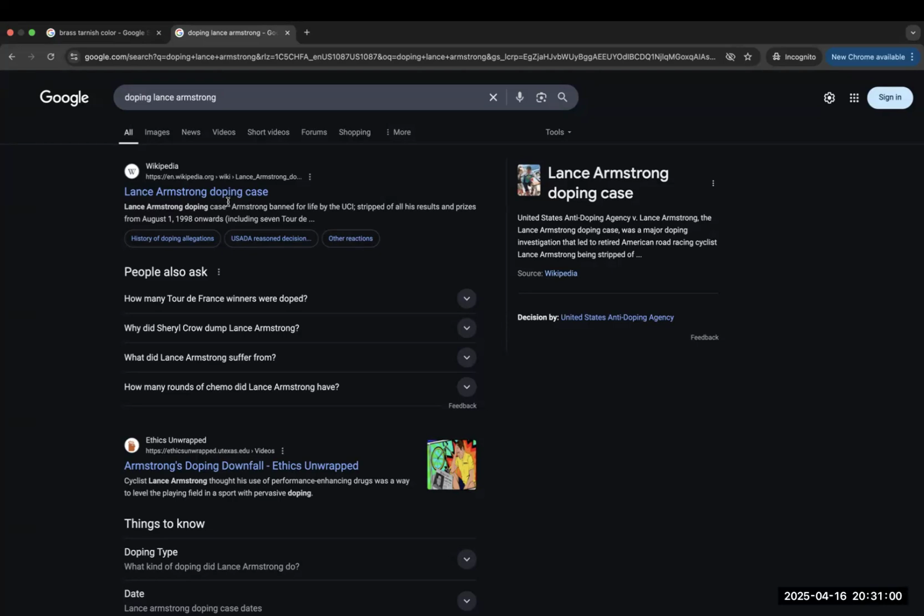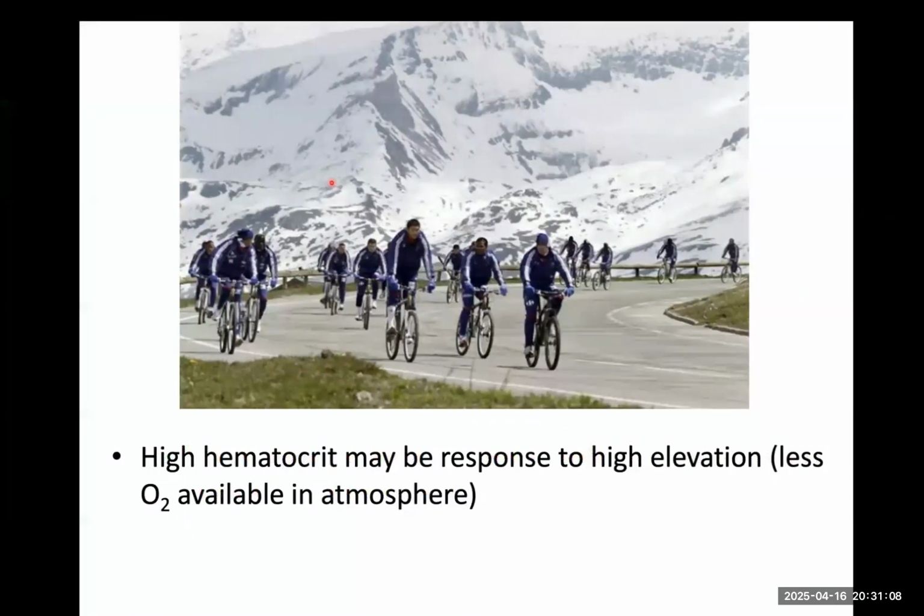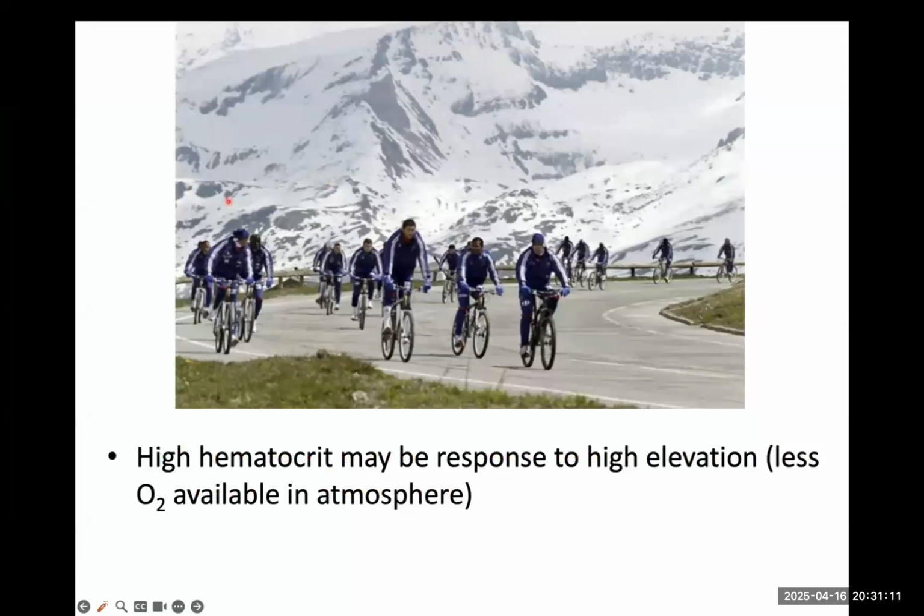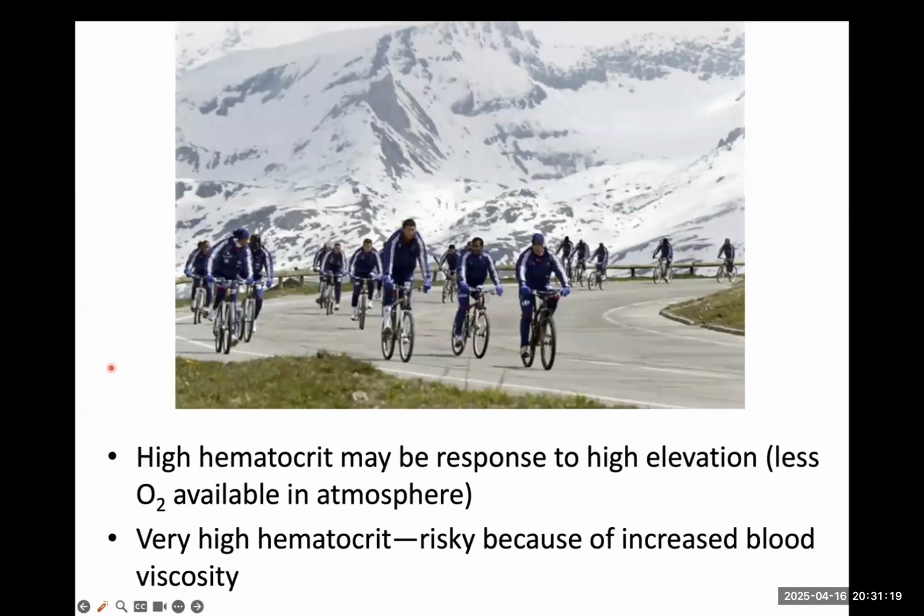So anyway, if you inject yourself with too much EPO, that'll make problems as well. That's going to make the hematocrit too high. And if it's too high, it's going to make the blood too thick. And then that'll cause things like blood clots, strokes. So very high hematocrit is risky because of increased blood viscosity. Viscosity here refers to how thick the blood is.